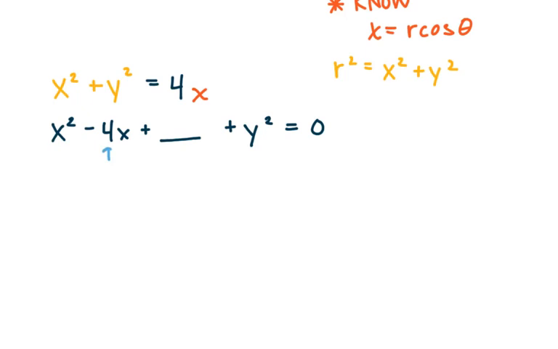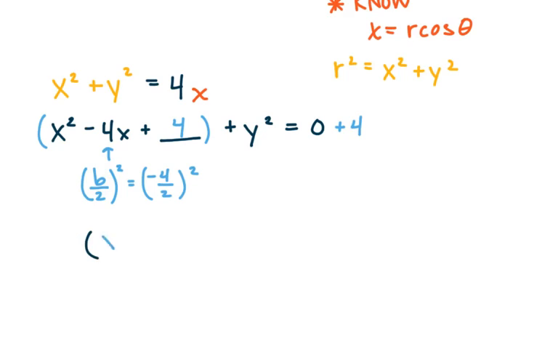So if we think about completing the square, and we take that b value for this expression, b divided by 2 squared, that would be negative 4 divided by 2 squared, which is negative 2 squared, or 4. And since I add 4 to the left, I also add 4 to the right. What I have just written there factors to x minus 2 quantity squared plus y squared equals 4.